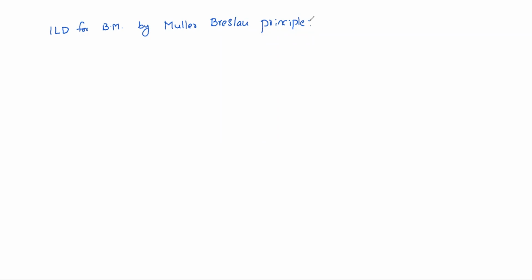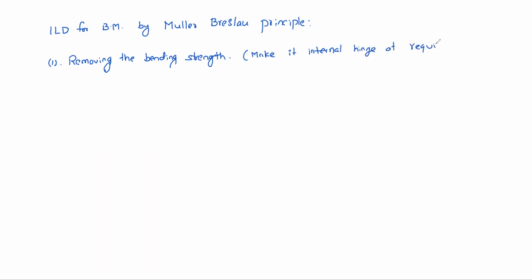Okay. Here, for bending moment, first we need to remove the bending strength, or flexure strength. How to remove the bending strength? Make it an internal hinge at the required location.